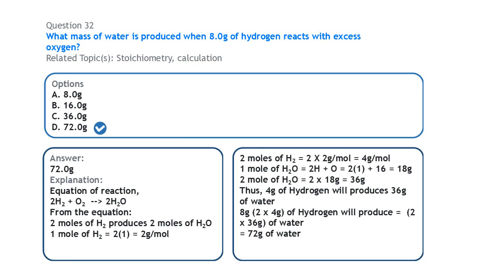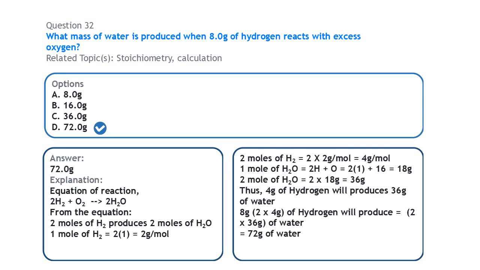So what that means is that 4 grams of hydrogen, that's 2 moles of hydrogen. We said 2 moles of hydrogen produce 2 moles of water, and that 2 moles of hydrogen is 4 grams. So 4 grams of hydrogen will produce 2 moles of water, which is 36 grams. If we now have 8 grams of hydrogen, what we have here is 4 grams of hydrogen producing 36 grams.